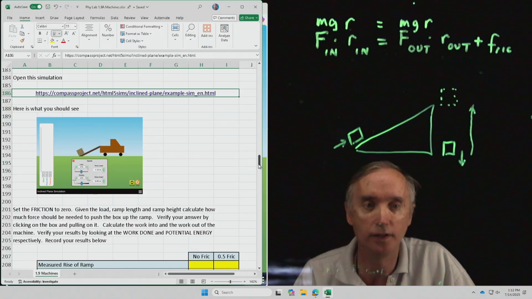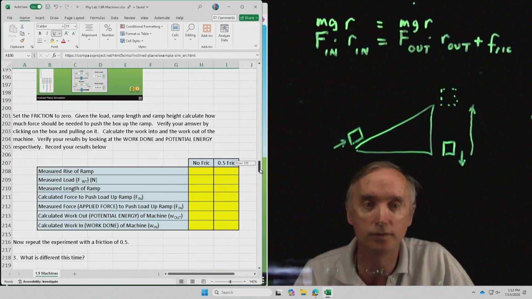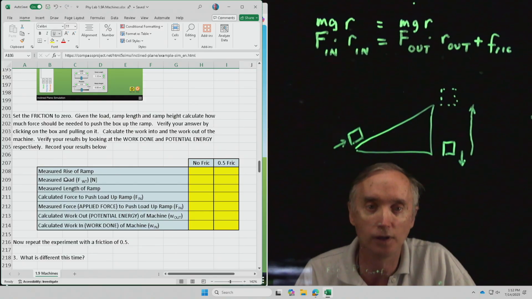And you're going to be filling in this chart. Now we're doing column number 1 with no friction. Measured rise of the ramp, measured load, measured length of the ramp, and then calculate the amount of force that it should take in order to push it up the ramp. So you're going to put that right there.